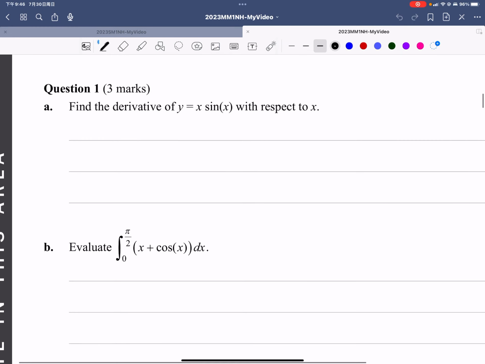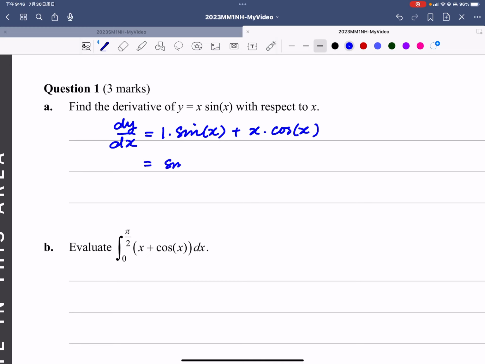All right, first question, always easy. Find the derivative of y equals x times sine x with respect to x. Product rule here, so dy/dx will be 1 times sine x plus x times cosine x. All right, tidy this up: sine x plus x times cosine x. That's the answer.